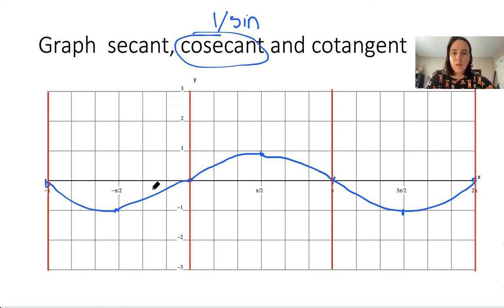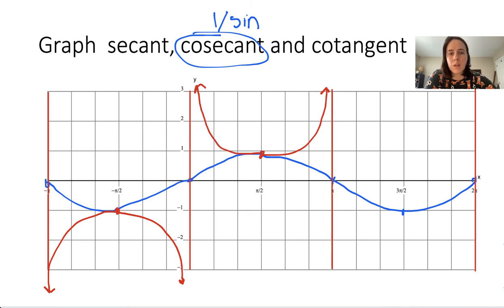So once we have our vertical asymptotes, we go and look at, all right, what does sine look like? Well, sine has a minimum here. So that means my cosecant is going to go swoop like this. Swoop. There's a maximum here, so it's going to go swoop. Swoop. And our minimum here. Swoop. And swoop. Like so.